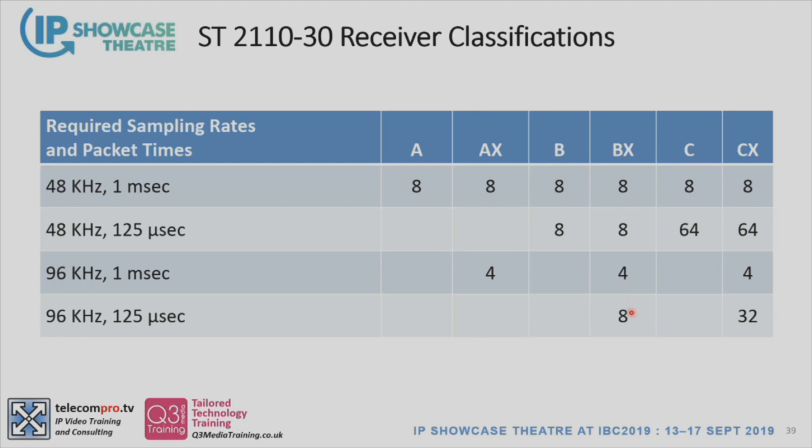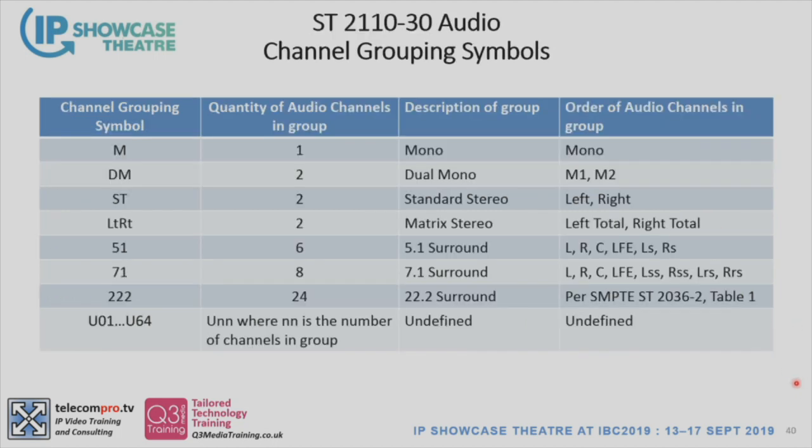BX, again, extends that up to 96 kilohertz. Note here, because the amount of data is less, a shorter amount of time, 125 microseconds, I can actually accommodate 8 channels of 96 kilohertz audio. And then the Type C receiver was designed specifically for compatibility with things like MADI, that we use a lot in audio. So this can handle up to 64 channels of audio using 125 microsecond packets and 48 kilohertz sampling. If you go to 96 kilohertz sampling, you need a CX receiver, and you can only handle 32 channels.